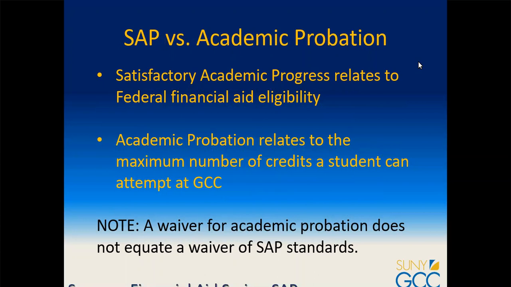Students must appeal to academic probation through academics and SAP through financial aid. We do not share information among the committees. It will be the student's responsibility to appeal to both committees.